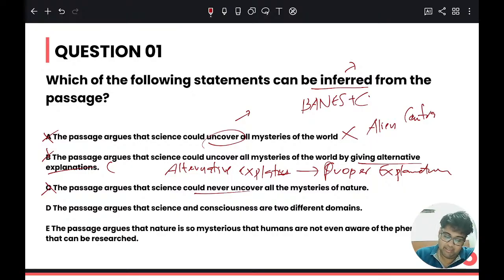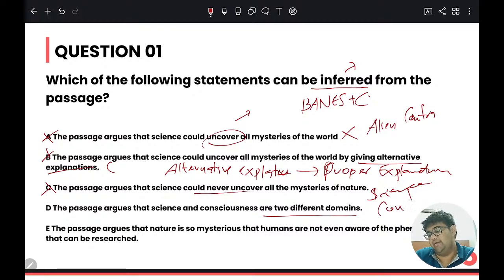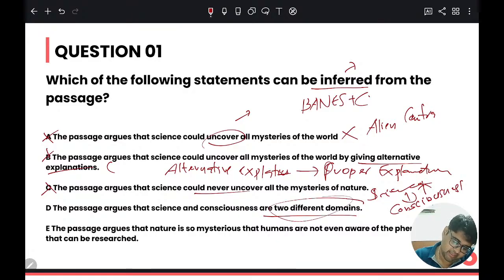Fine. The passage argues that science and consciousness are two different domains. Can be inferred, because science and consciousness, हमारा गलीलियो भाई ने क्या किया? साइंस एंड कॉन्शियसनेस को अलग कर दिया, he separated this. So two different events, that can be inferred. Let's park it here. It's a good option.